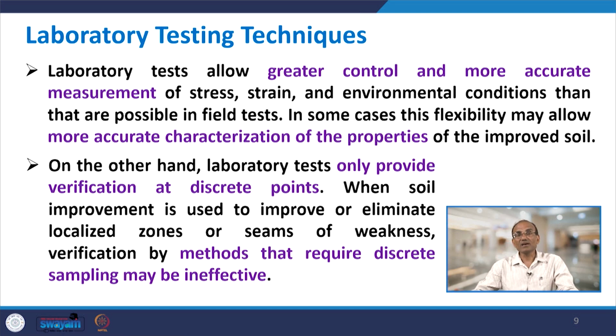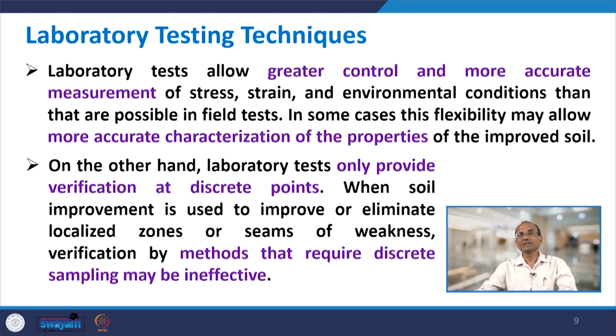Laboratory tests allow greater control and more accurate measurement of stress, strain and environmental conditions than are possible in field tests. So, this is the advantage, that means you can control many of the parameters which you cannot control in the field. That means a parametric study can also be conducted in the laboratory, but in the field, whatever condition is there, you need to test accordingly. In some cases this flexibility may allow more accurate characterization of the properties of the improved soil.